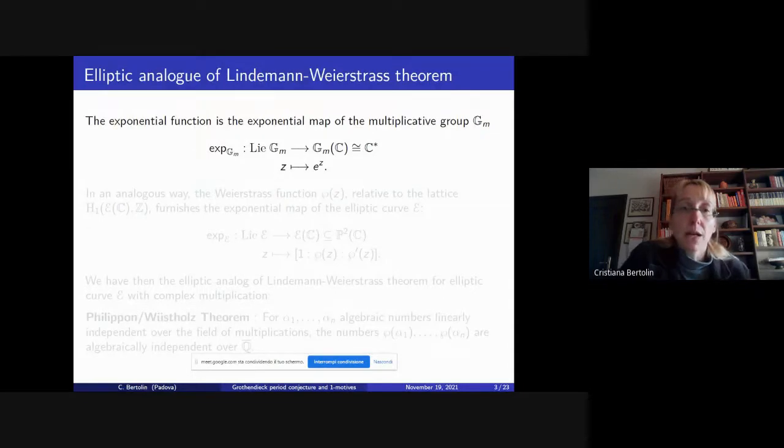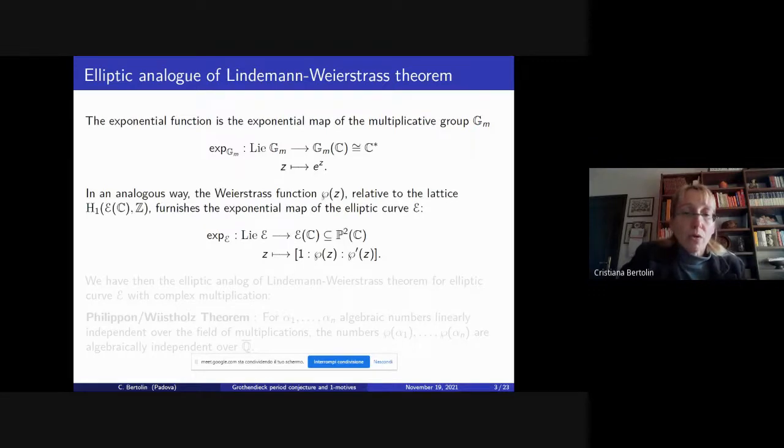We can, in some sense, generalize this conjecture. The exponential function is just the exponential function for the multiplicative group Gm. It goes from the Lie algebra of Gm to the complex points of Gm. And we have an analogous function for the elliptic curve. We can construct the exponential of an elliptic curve using the Weierstrass P function relative to the lattice. This function depends on the basis of the lattice that we choose. So we go from the Lie algebra of A to the complex points of the elliptic curve that we embed in P2. To z, we associate the projective point 1, p(z), p prime of z, where p prime of z is the derivative of p of z.